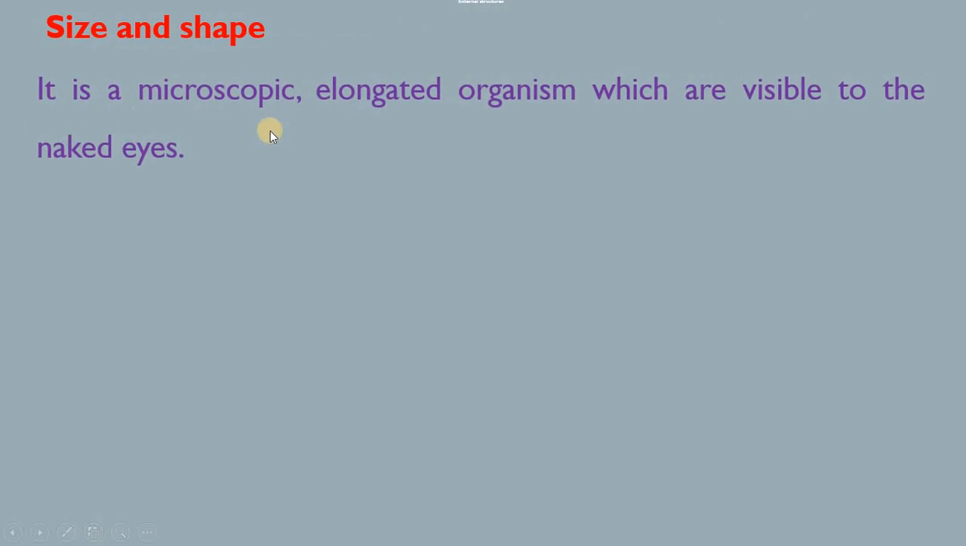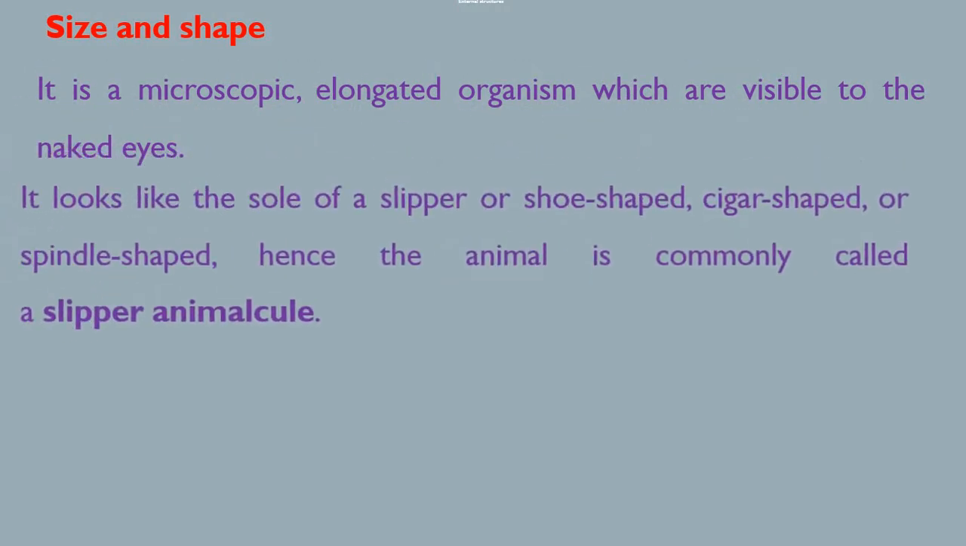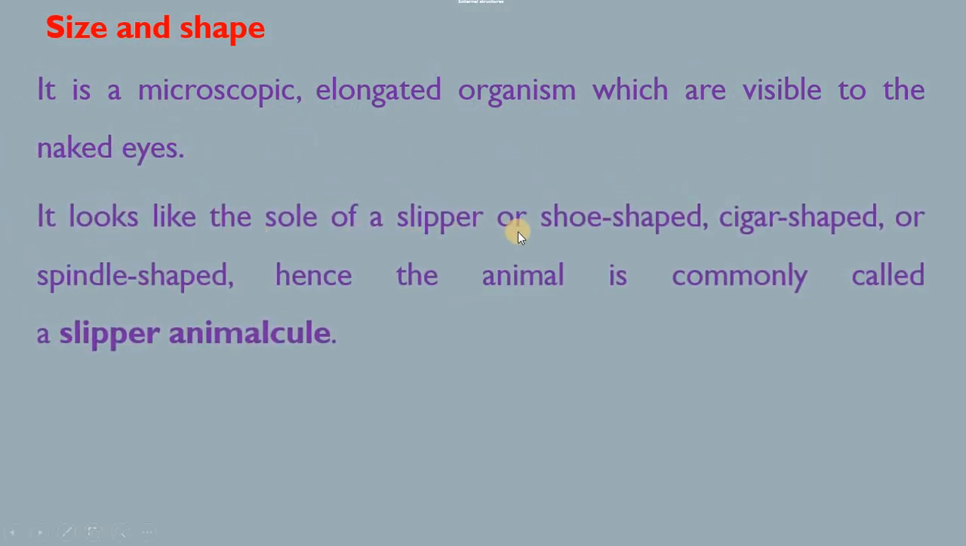If we discuss the external structures, first is the size and shape. It is a microscopic, elongated organism which is visible to the naked eye. It looks like the sole of a slipper or shoe, shaped, cigar shaped or spindle shaped, hence the animal is commonly called slipper animalcule. It is light grey or white in color and measures between 170 micrometer and 330 micrometer long.